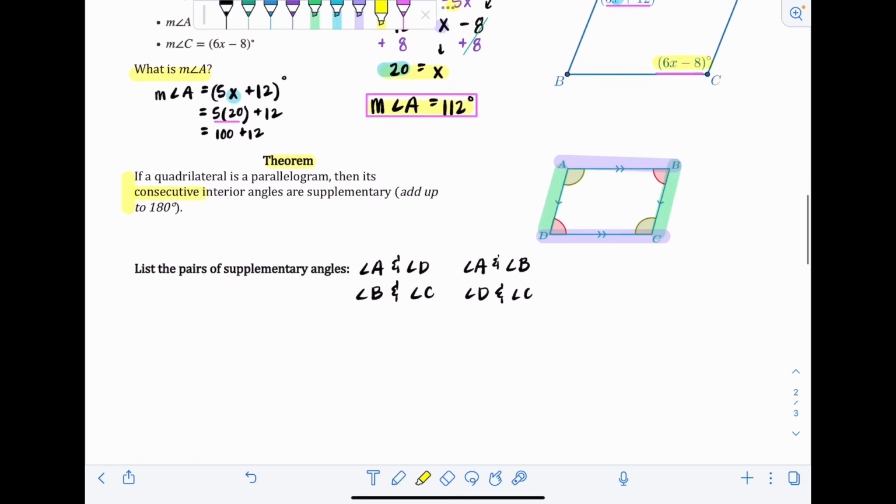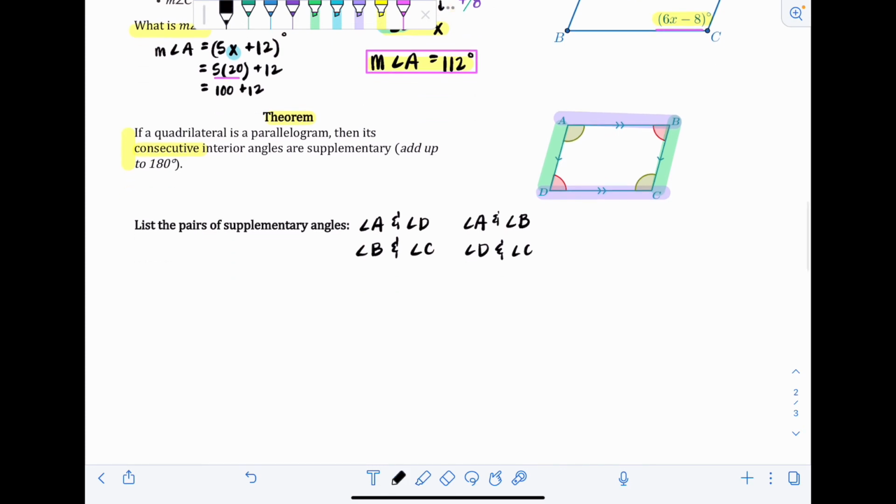Okay, so that's the last theorem. I do just want to add one more example of a problem solving using this theorem. So we'll just draw a picture really quick. Try to make it look as much like a parallelogram as possible.